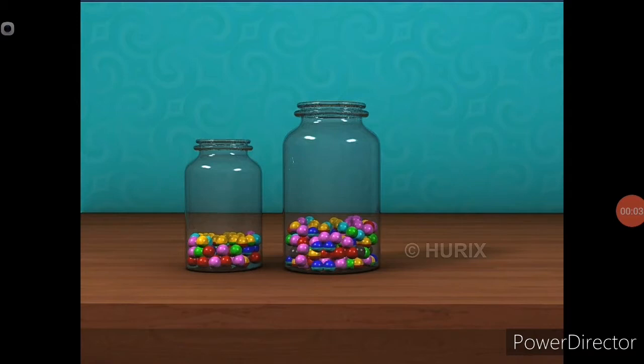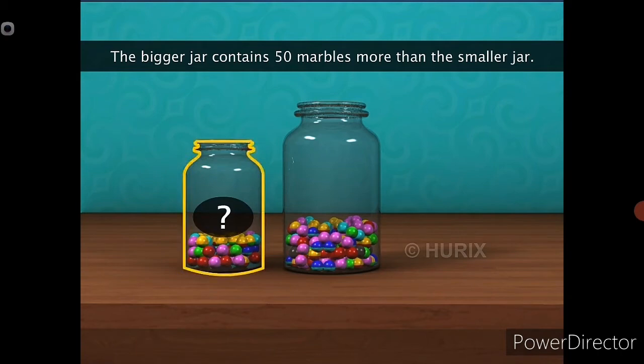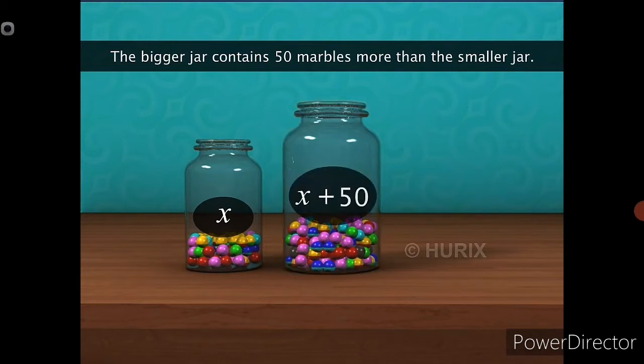Observe these two jars of marbles. The bigger jar contains 50 marbles more than the smaller jar. We do not know the number of marbles in the smaller jar. So, let's use the variable x to represent the number of marbles in the smaller jar. So, the number of marbles in the bigger jar would be the sum of x and 50.